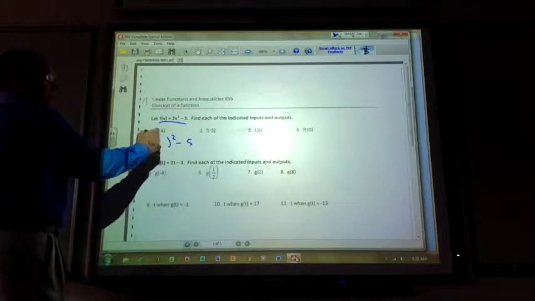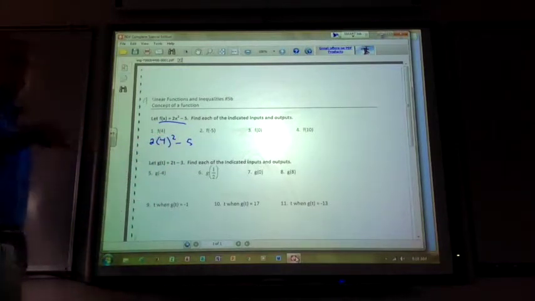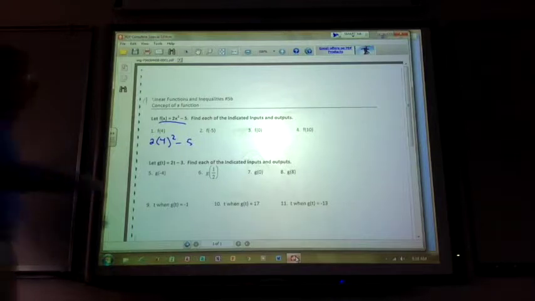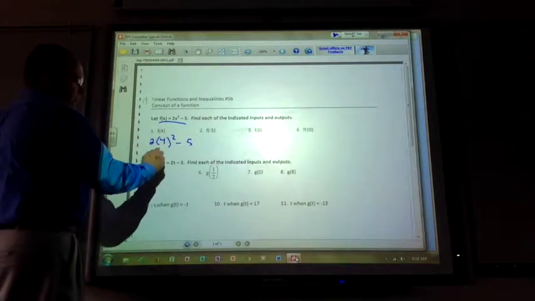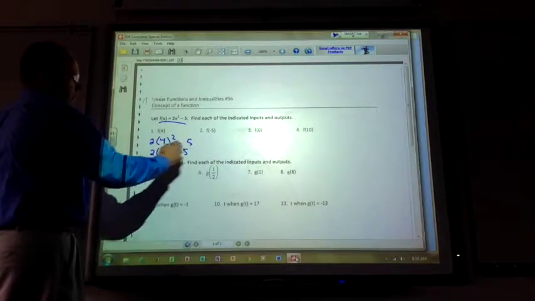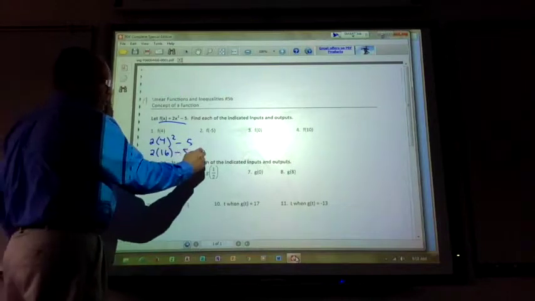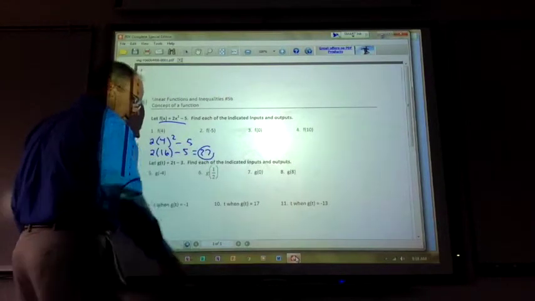There was an x here. It's now going to be a 4. Order of operations takes place, so exponent first. And then 2 times 16 is 32, minus that is 27. Okay?